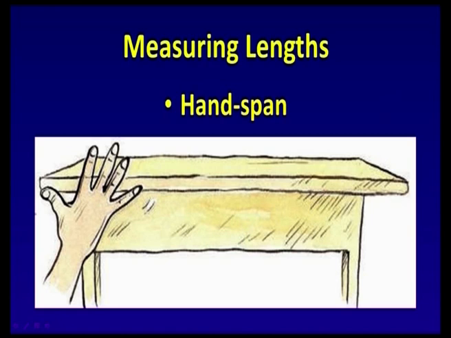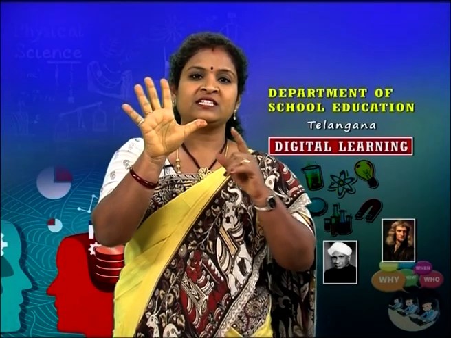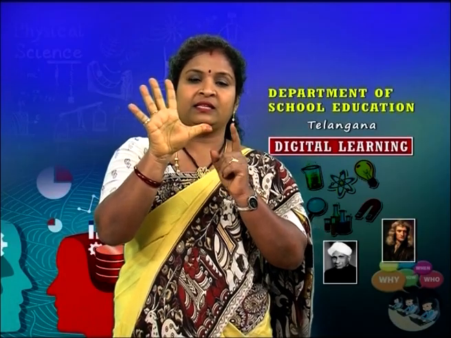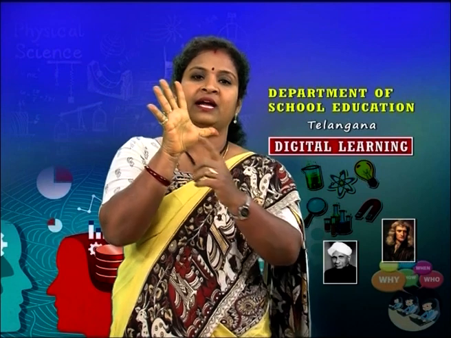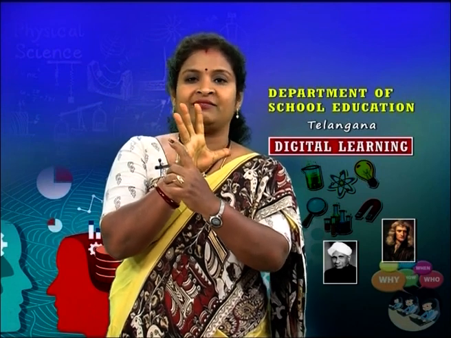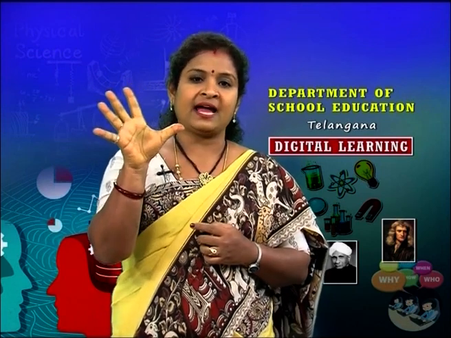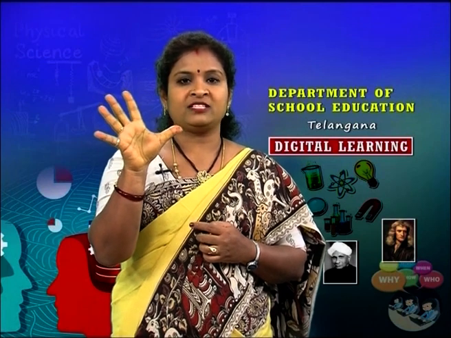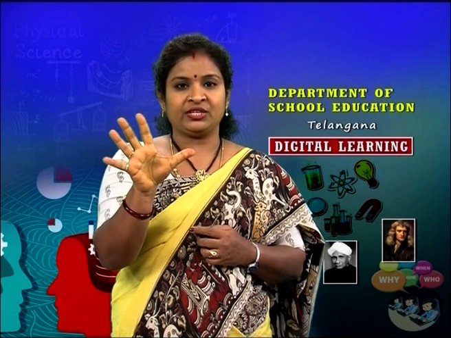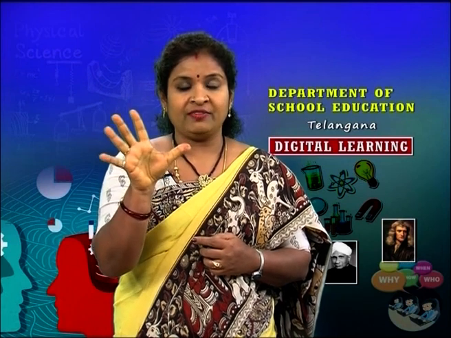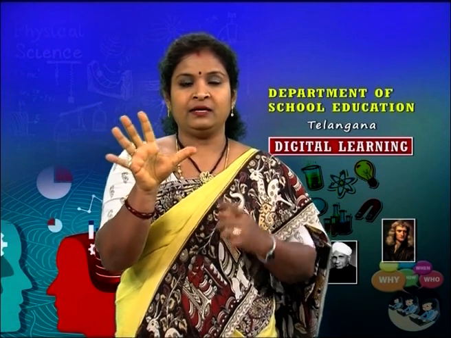We can measure the length of a table by using hand span. What is hand span, children? Look at this. The distance between the end of your thumb and the end of your small little finger is called a hand span. One hand span. You can do this activity at your home. You can measure the length of a table by using the hand span.